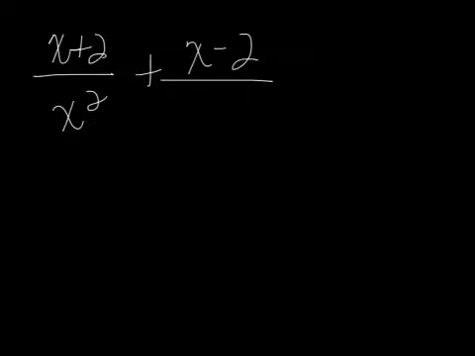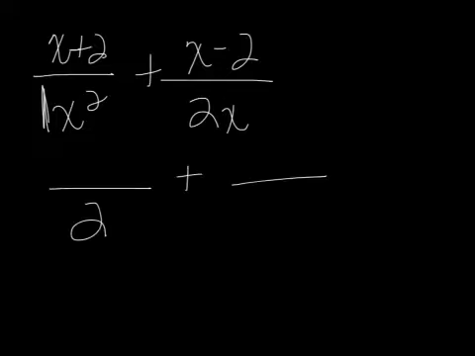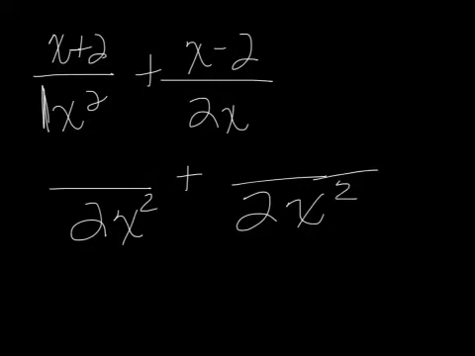Okay, the next problem. x plus 2 over x squared plus x minus 2 over 2x. Well, here we have to be very careful. There's an understood 1 right there. Between 1 and 2, the common denominator is 2. Well, between x squared and x, the common denominator is the highest power that you see. So the highest power that I see is x squared. So our common denominator is 2x squared.